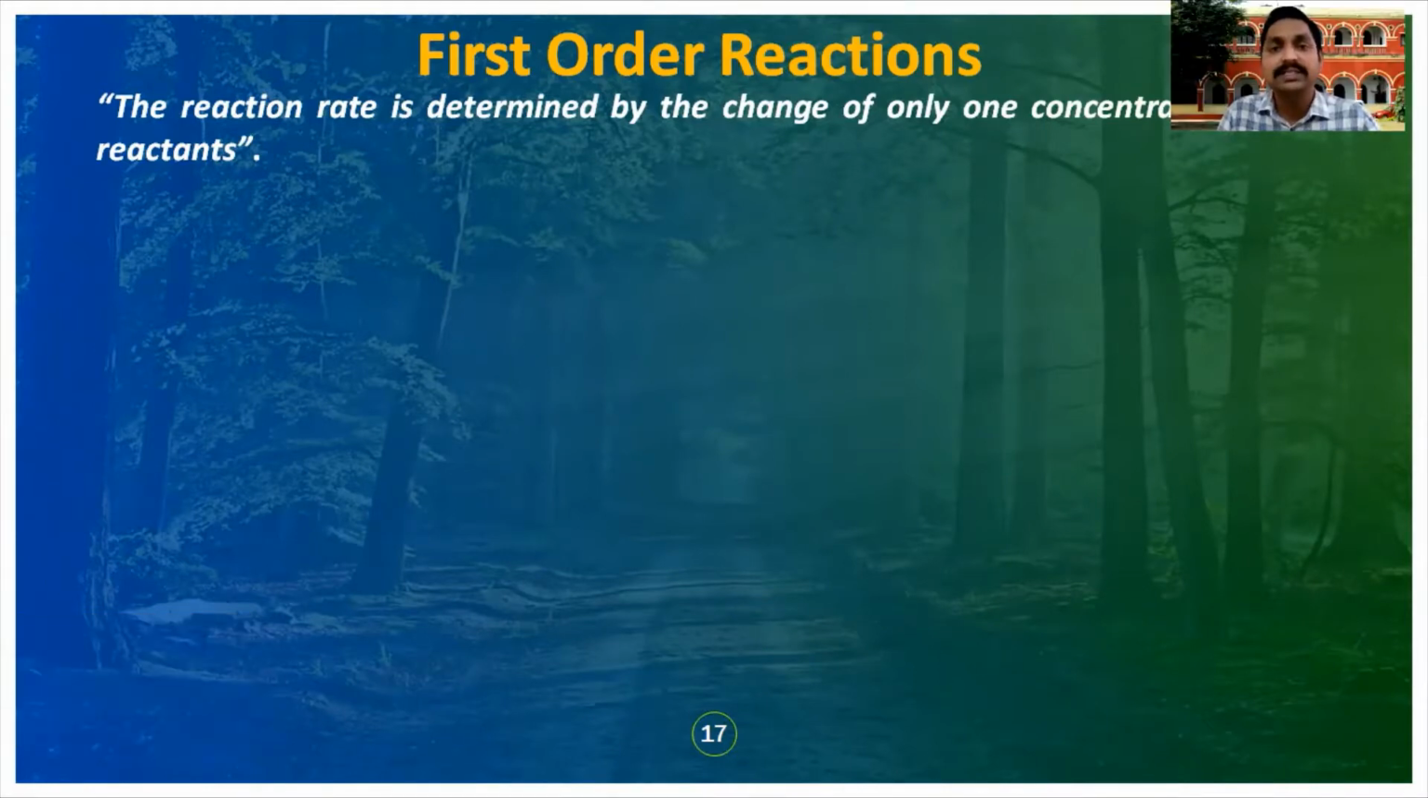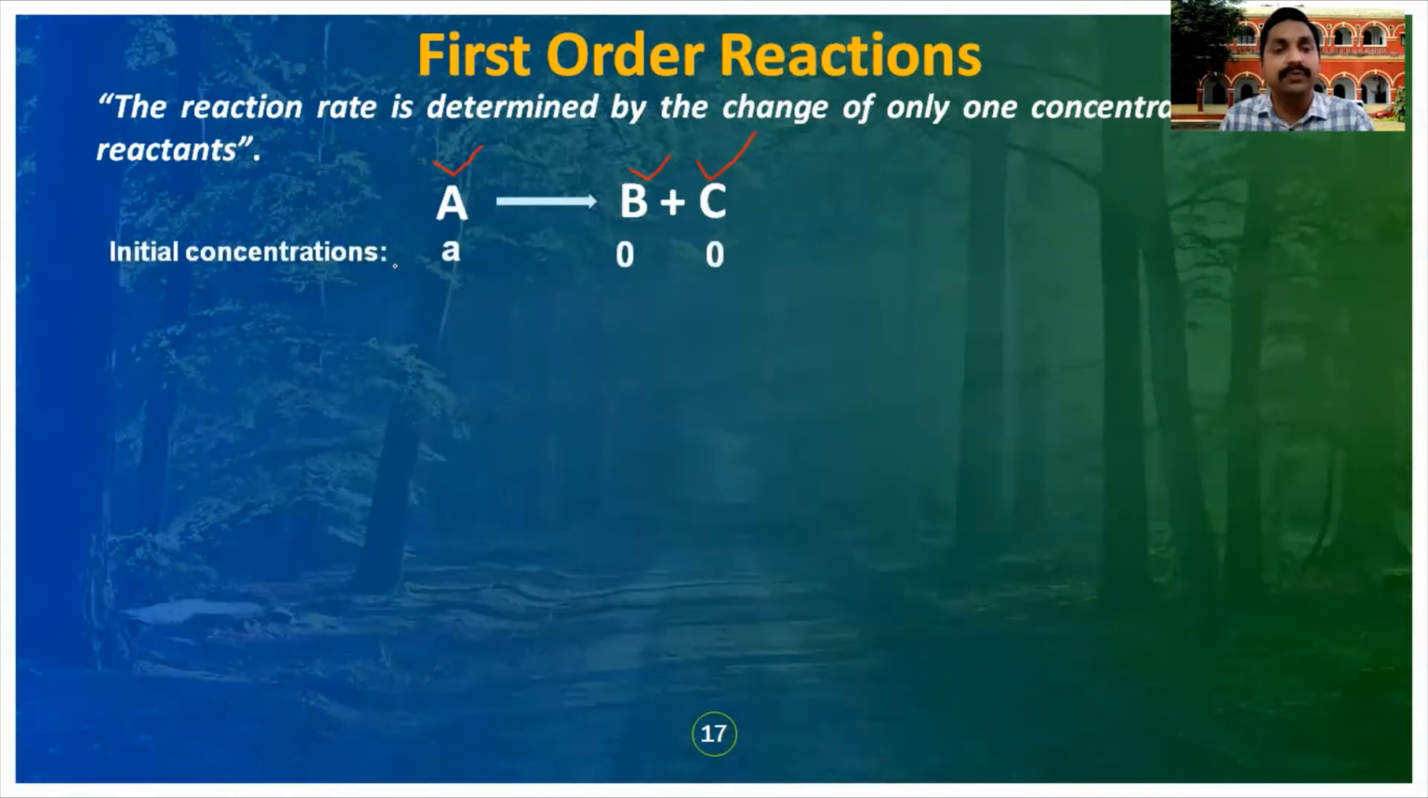For this, let us take a reaction in which reactant A is reacting to form products. So here reactant A is reacting to form products B and C. If you see here, the concentration of reactant A initially is small a, whereas the concentration of B is 0 and C is also 0. Initially no reaction has happened, so the concentration of B and C is 0 and 0. Now let us consider that the reaction time is T.